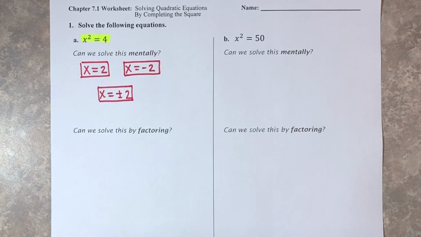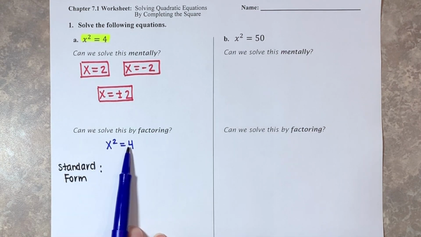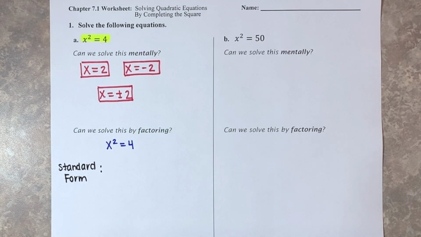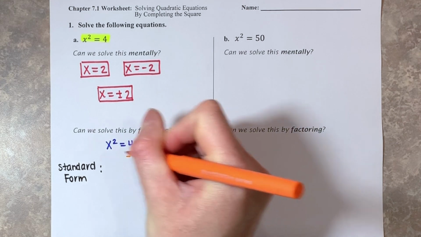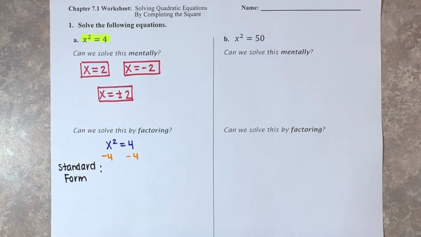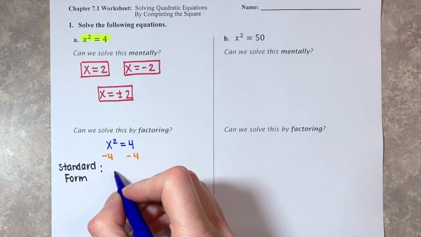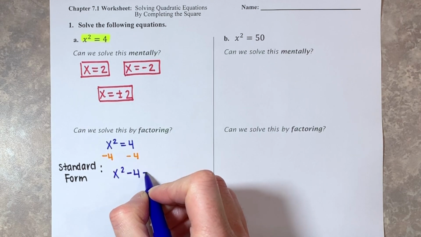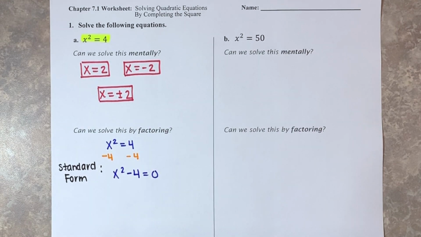If we solve a quadratic by factoring, the first step is to write it in standard form. So I've just started off with the original problem, and to write this in standard form, we want to get it equal to 0. So let's go ahead and just subtract the 4, and we'll subtract 4 from the other side. And that will leave us with the standard form, x squared minus 4 is equal to 0.